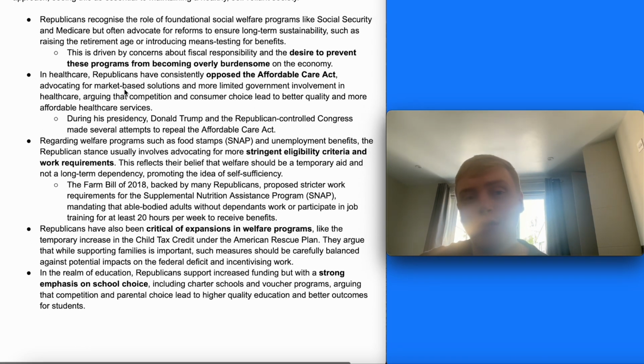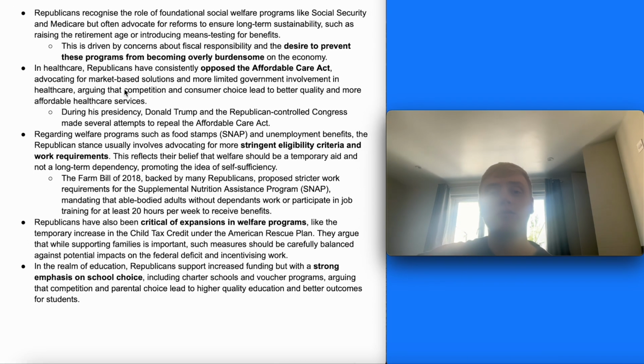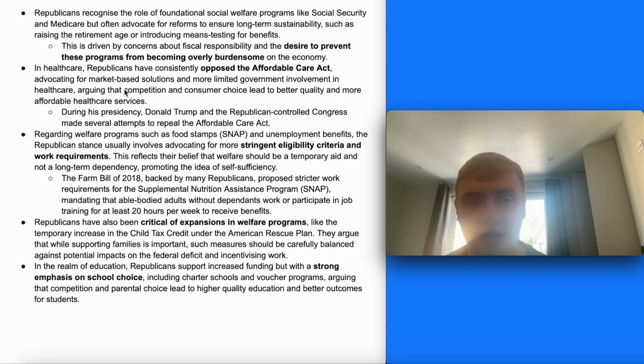They recognise the role of foundational social welfare programs like Social Security and Medicare, but often advocate reforms to ensure long-term sustainability, such as raising the retirement age or introducing means-tested benefits. This is driven by concerns about fiscal responsibility and the desire to prevent these programs from becoming overly burdensome on the economy.